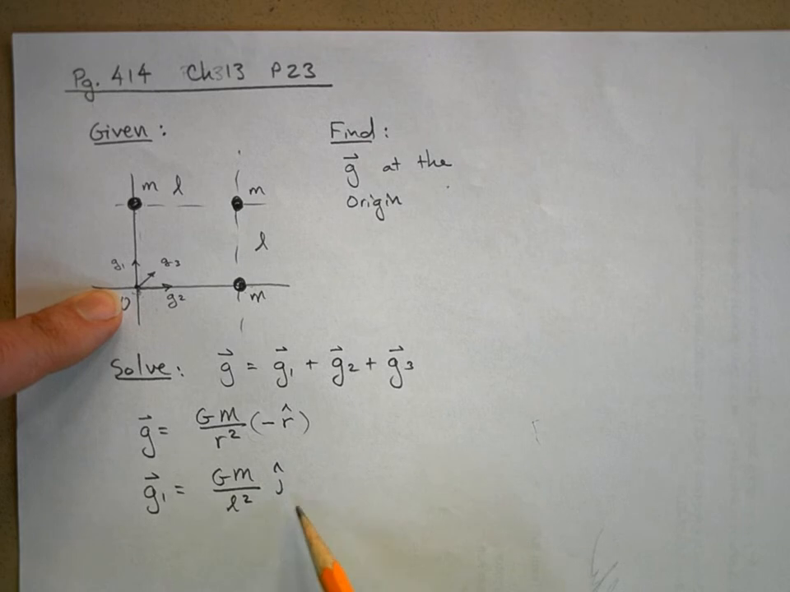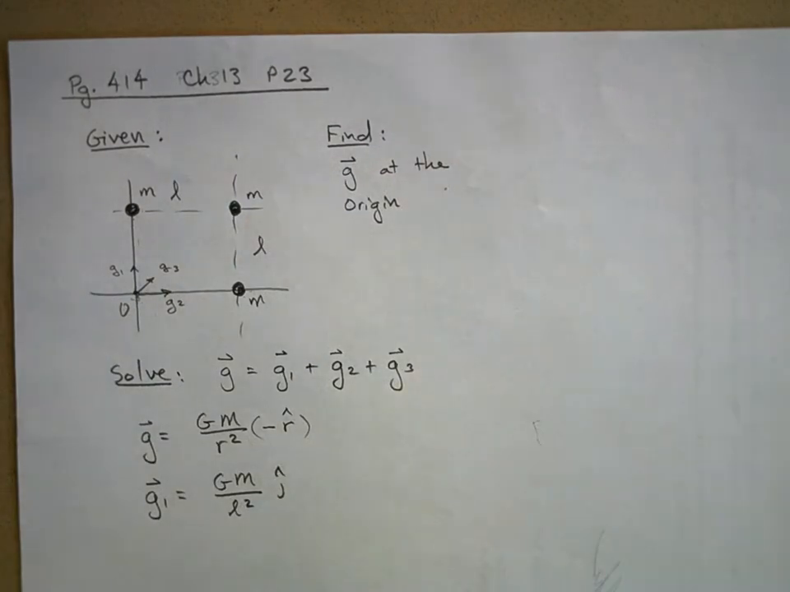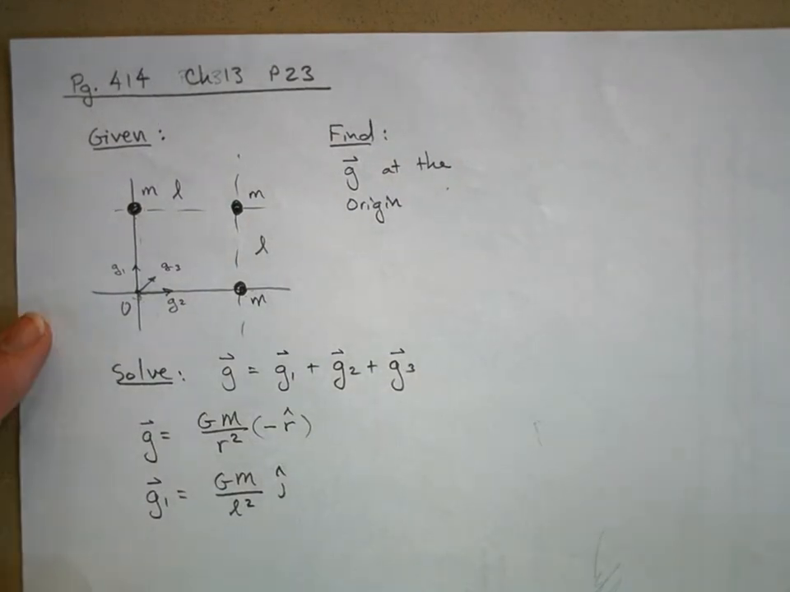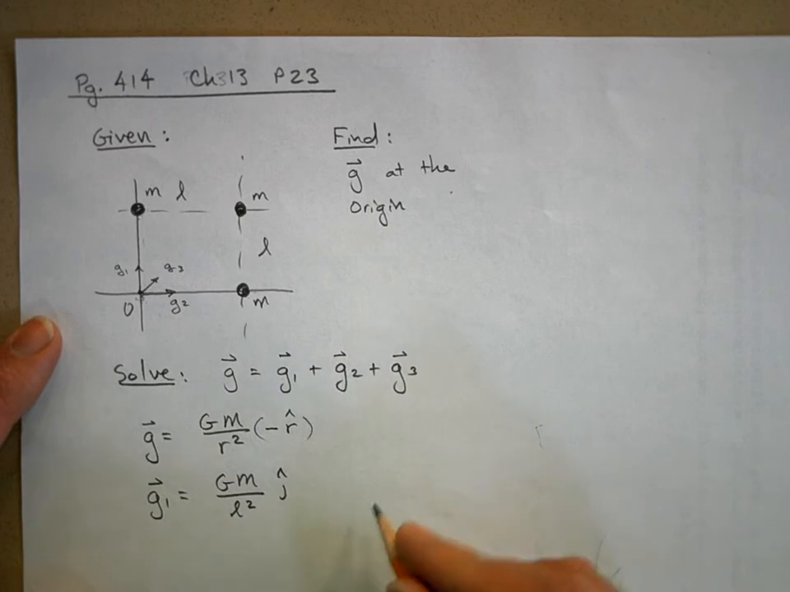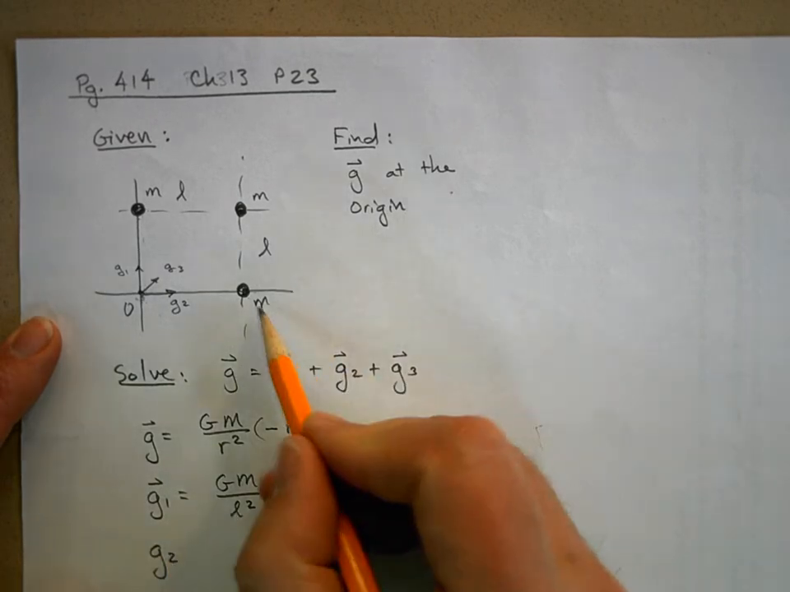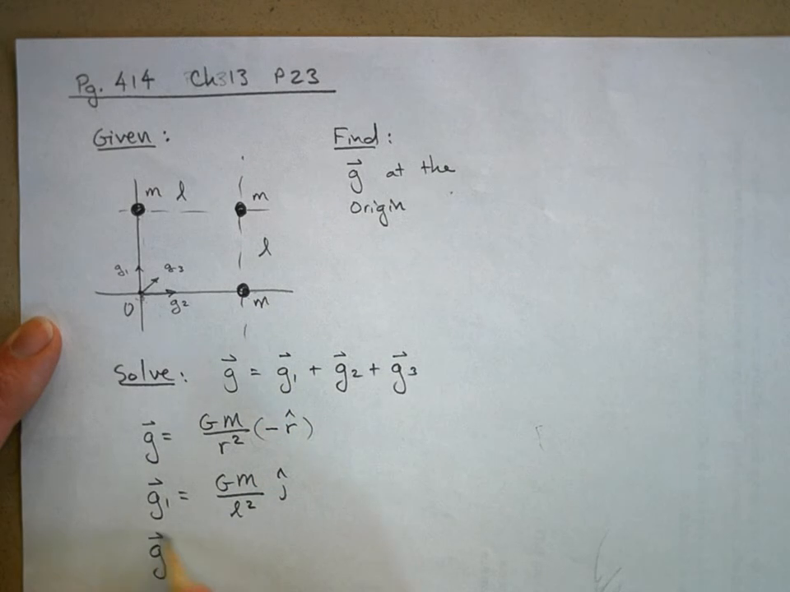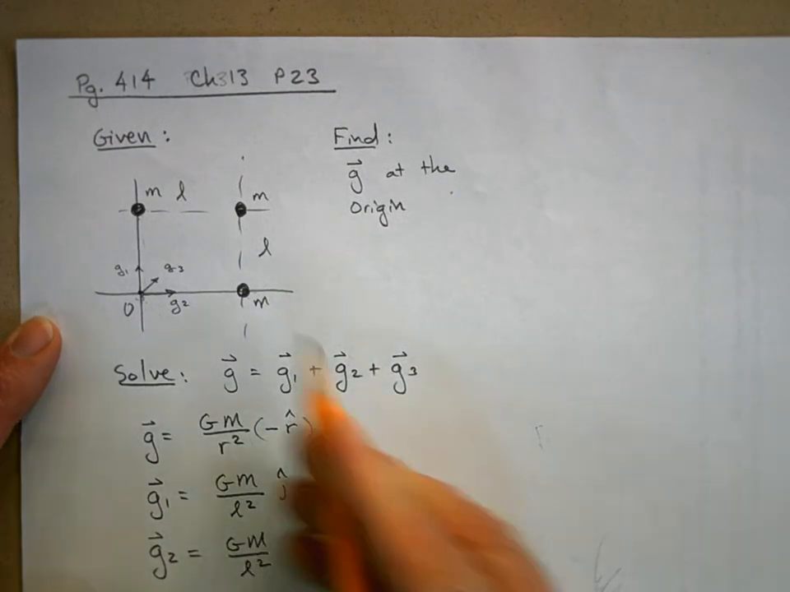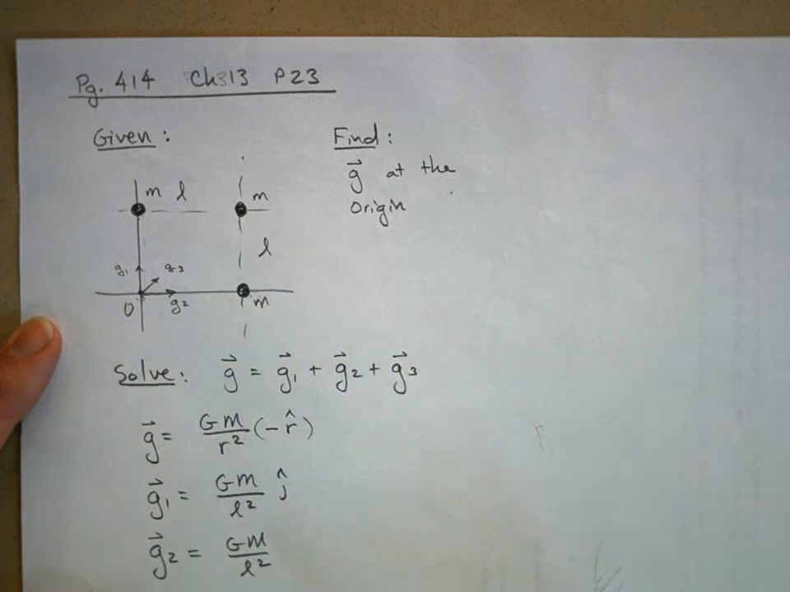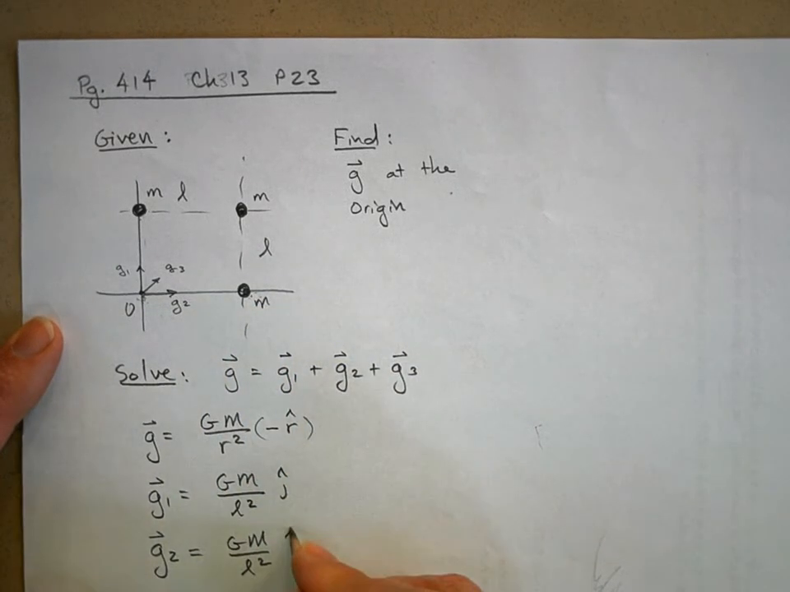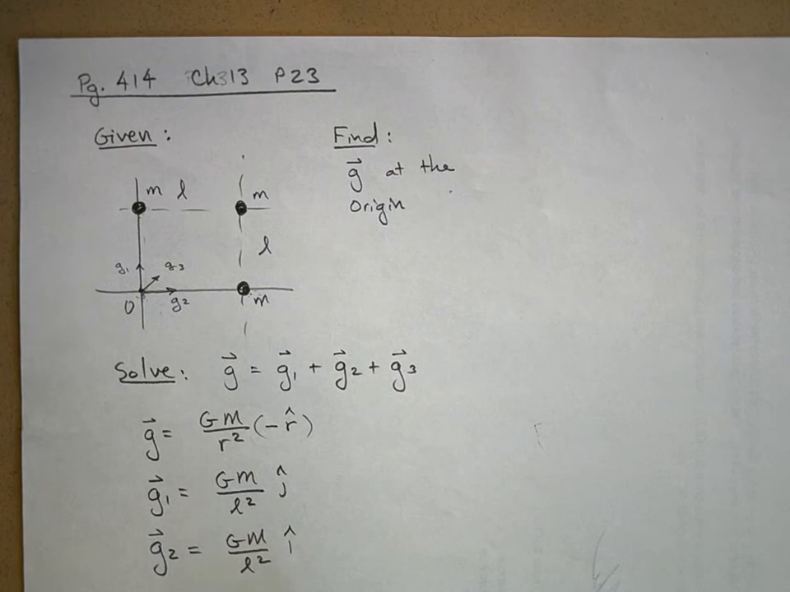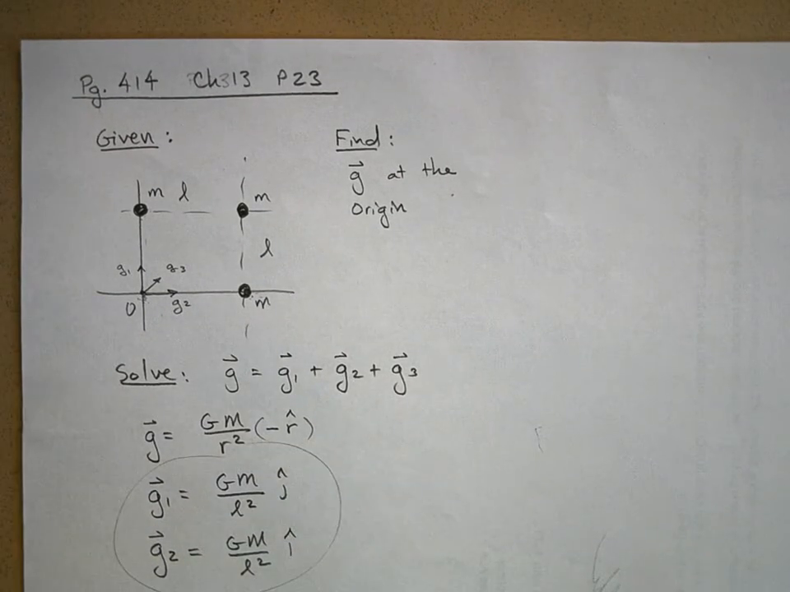Quite often you add the direction by looking at it and saying, oh, what direction is that? Oh, it's in the j hat direction. And then, of course, G2, we'll make this G2 right here, is equal to Gm over L squared. It's the same mass and the same distance away. And it's in the i hat direction. So we're going to add these two together. That's pretty easy. But then what about G3?